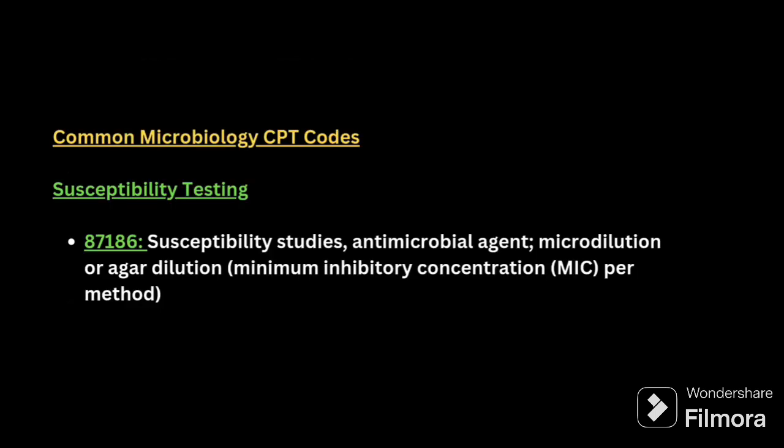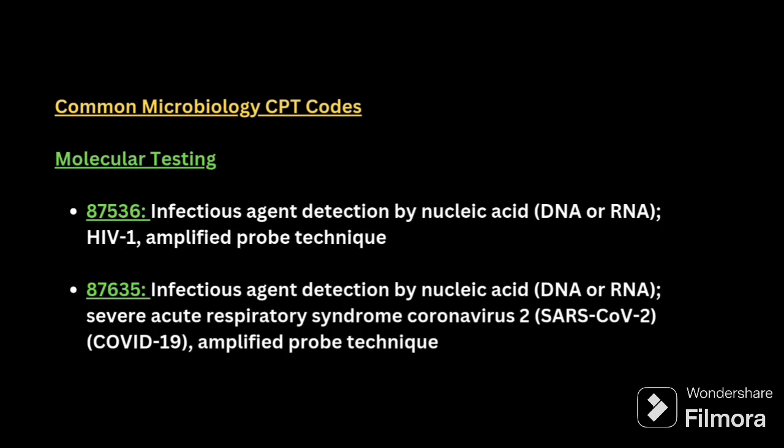The common microbiology CPT code for susceptibility testing is 87186. Susceptibility studies, antimicrobial agent, microdilution or agar dilution, minimum inhibitory concentration per method. Molecular testing: 87536 and 87635. 87536 is infectious agent detection by nucleic acid, and 87635 is detection by nucleic acid, severe acute respiratory syndrome coronavirus.